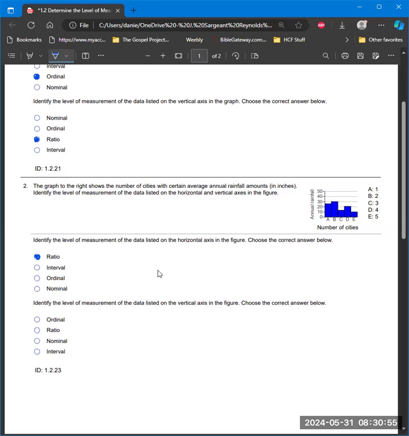That's also going to be ratio. You can say that 20 inches of rainfall is twice as much as 10 inches of rainfall, and you have a zero that's a real zero, that zero means zero in that case.